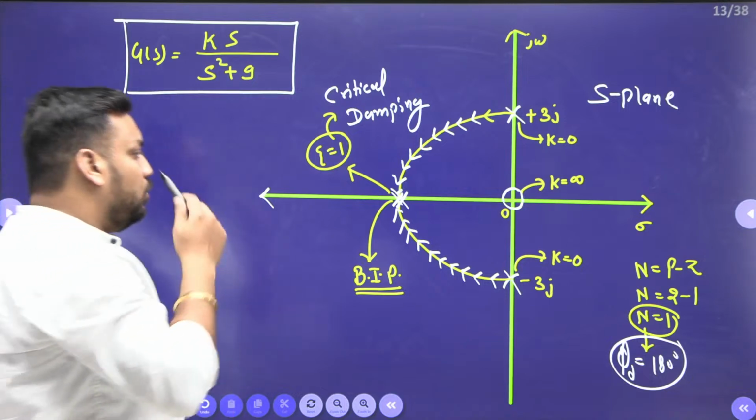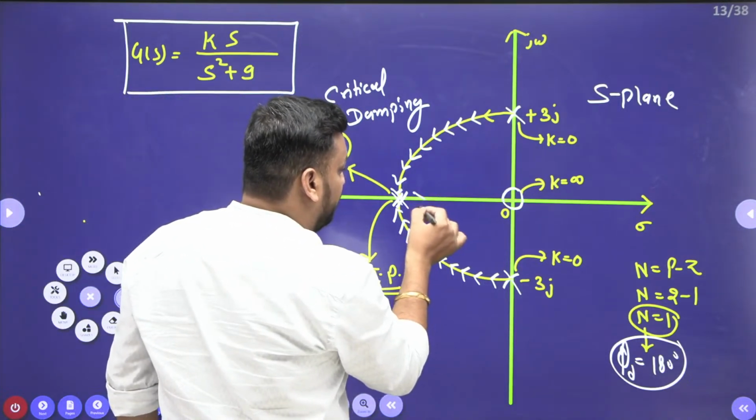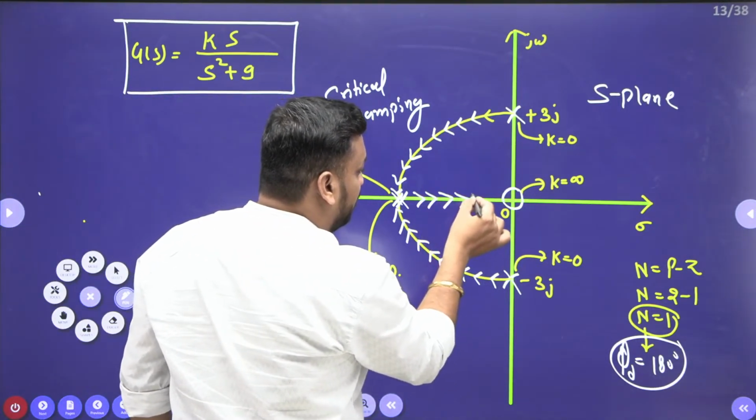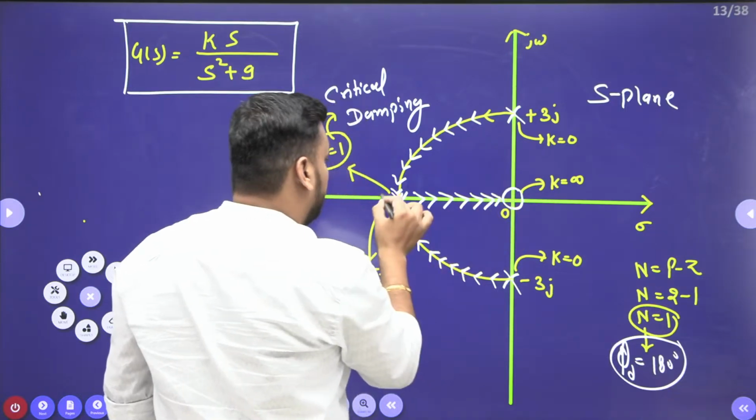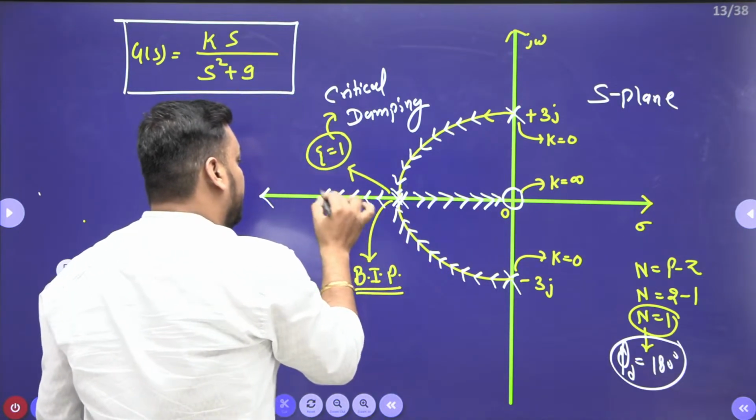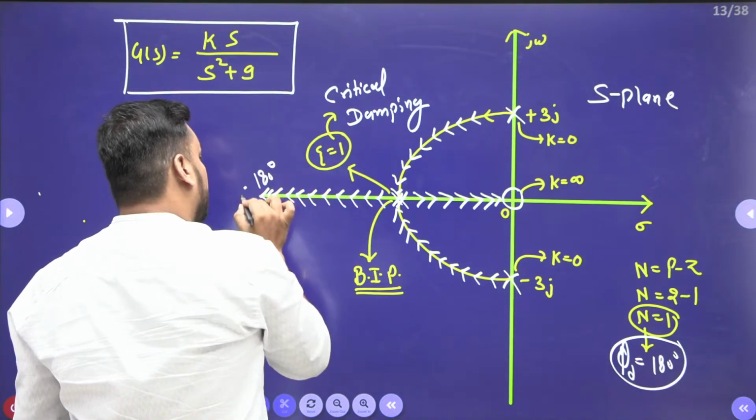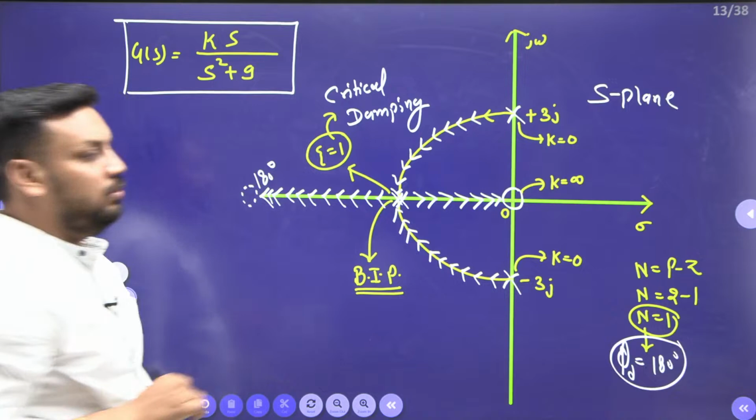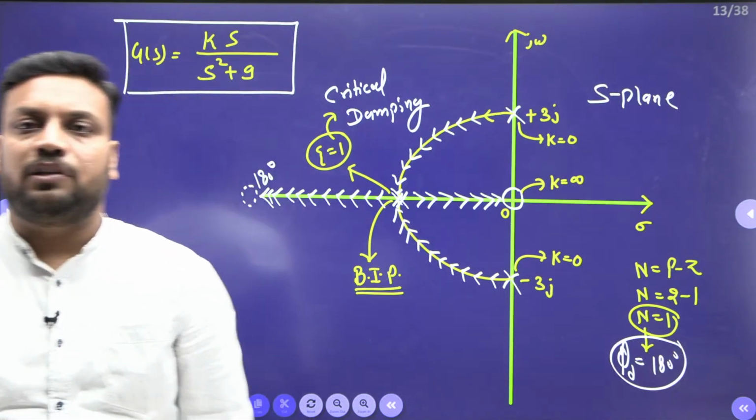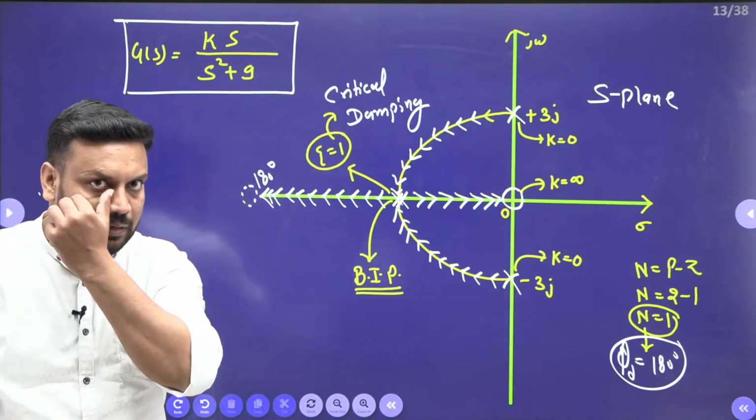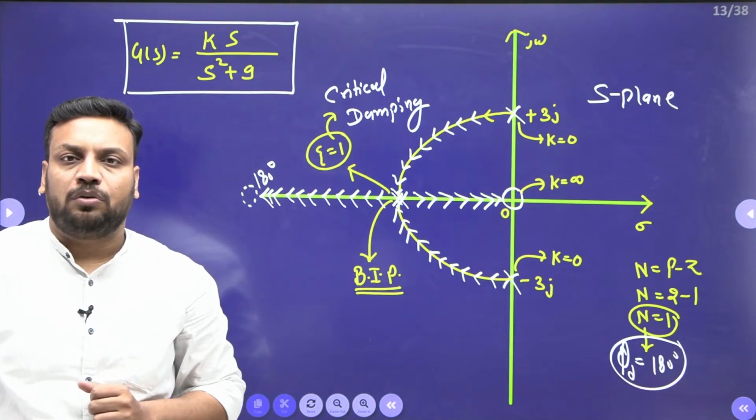Now two poles remain. One pole will travel like this, and the other pole will travel to infinity by making an angle of 180 degrees, and here we have a virtual zero. I hope you all are getting this. Yes or no? How many of you are getting it? Tell me.